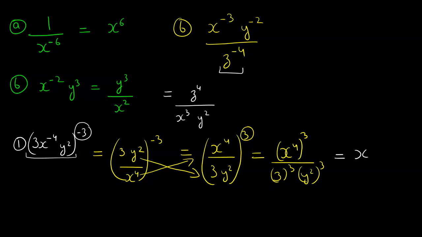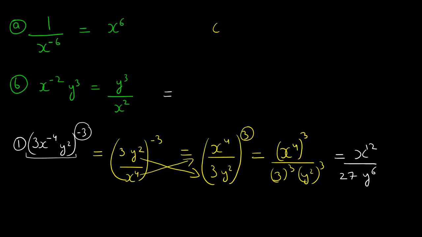4 times 3 is 12. 3 has the power of 3, that is 27, and y 2 times 3 is 6. Okay, so that is our final answer. Let's try the last 2 examples. I hope you understand with these.